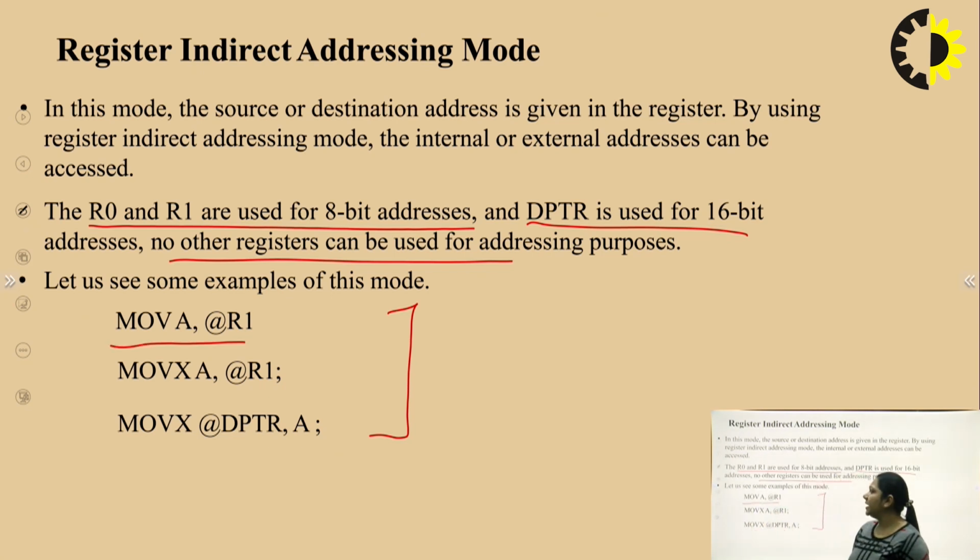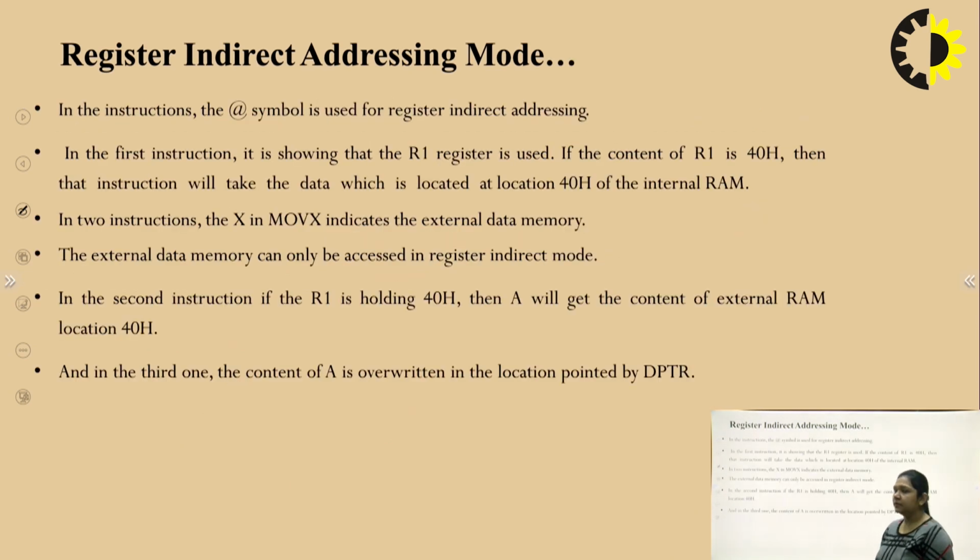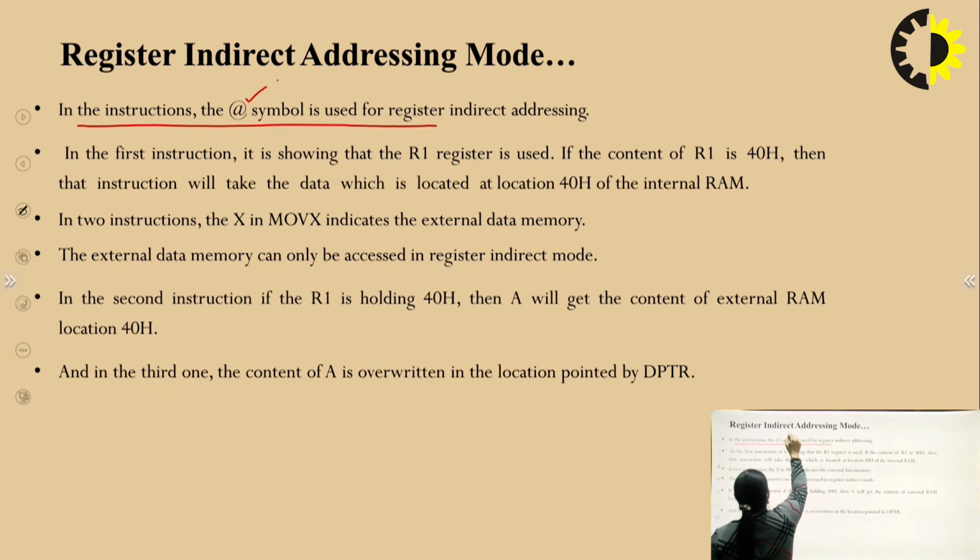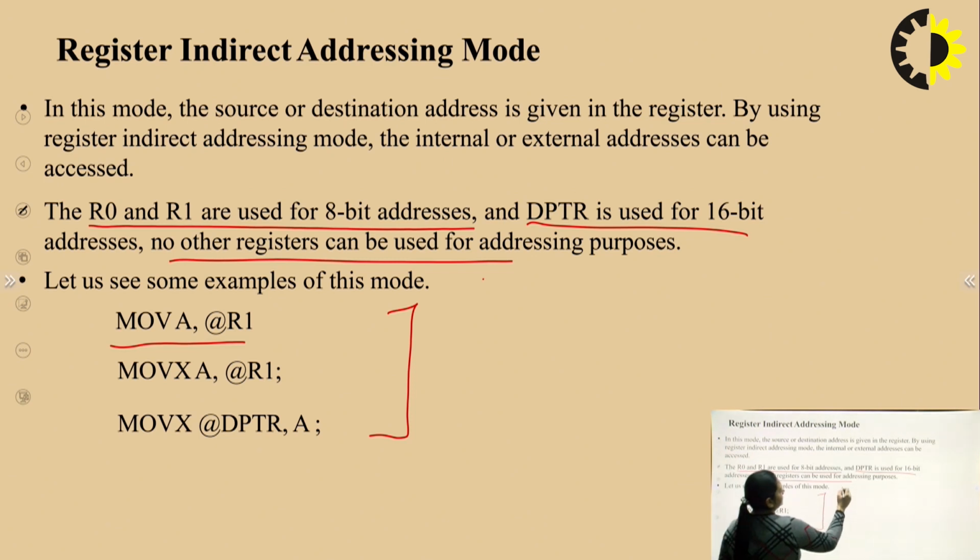So move A, @R1. Before discussing this, we will cover some instructions. In the instruction, there is an @ symbol. This @ symbol denotes that the particular register will be used as an indirect address. So here @R1 means the contents of register R1.